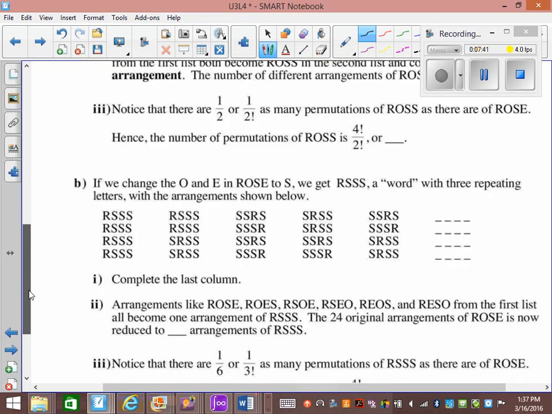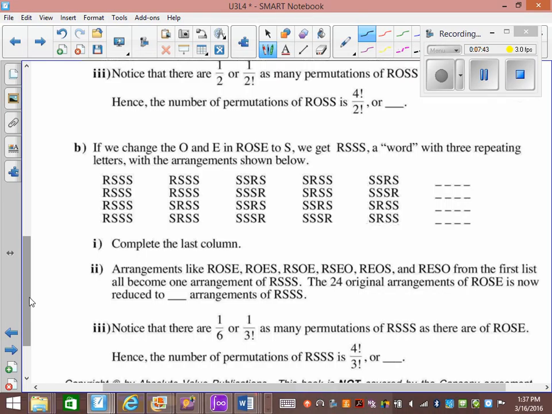Now what happens if instead we change it to the word Rsss? That's such a nice word, I know. So this RSSS is the same as this RSSS is the same as this RSSS. So these would all be gone and we'd only have 1. Oh, there's some more. Okay? That is not the easiest way to do it.